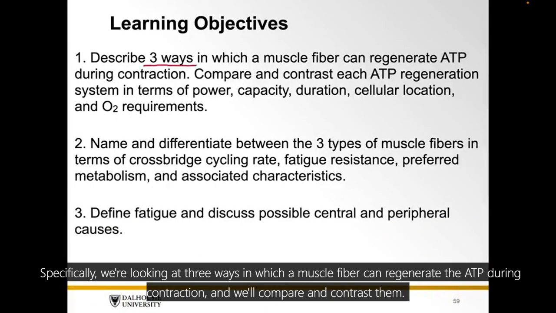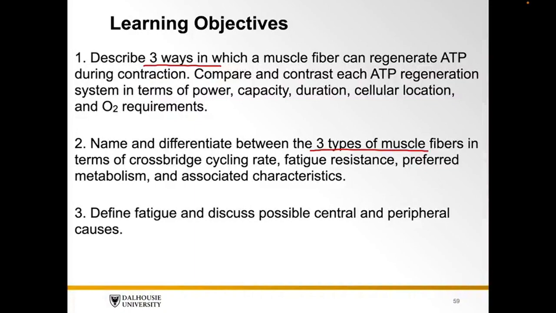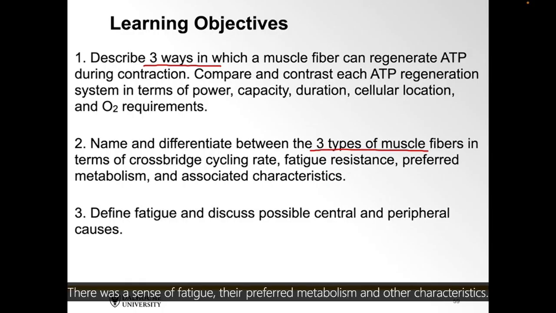Specifically, we're looking at three ways in which a muscle fiber can regenerate the ATP during contraction, and we'll compare and contrast them. We're also going to introduce three different types of muscle fibers, and we'll see how they differentiate through their cross-bridge cycling rate, their resistance to fatigue, their preferred metabolism, and other characteristics.